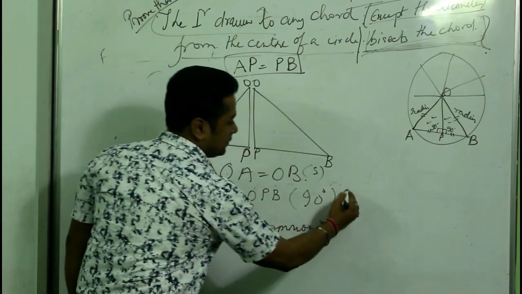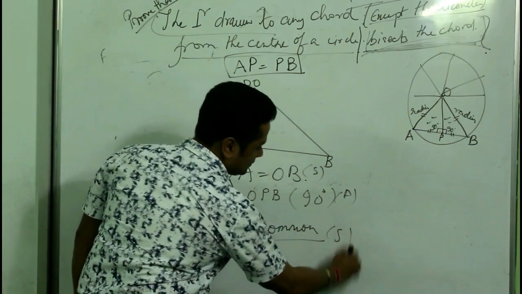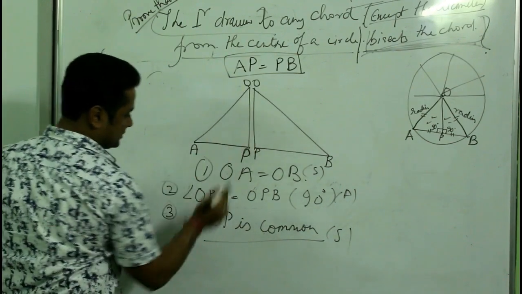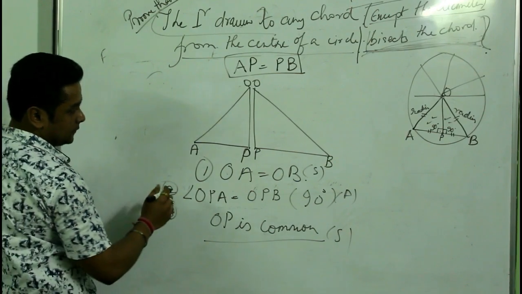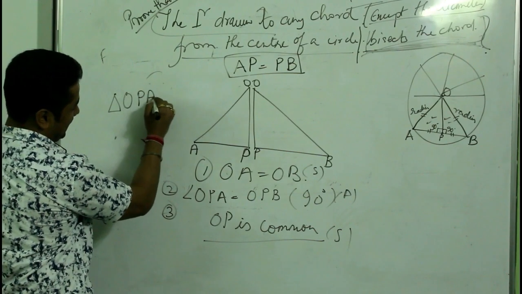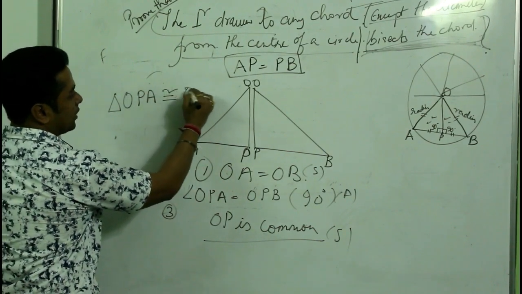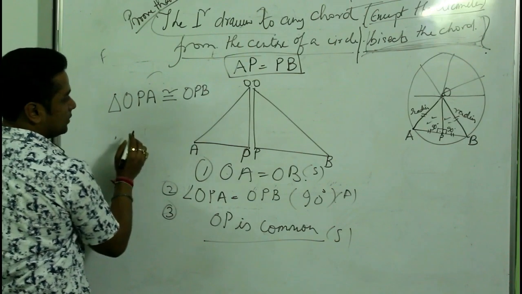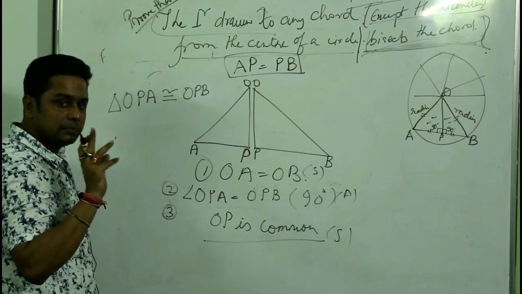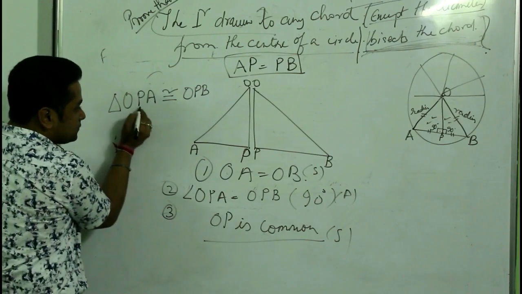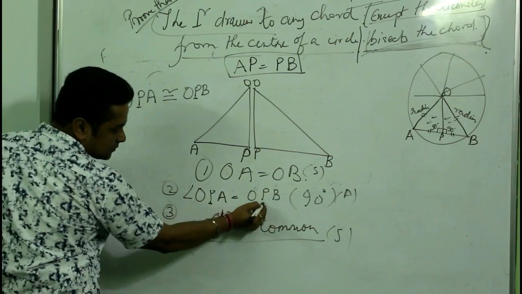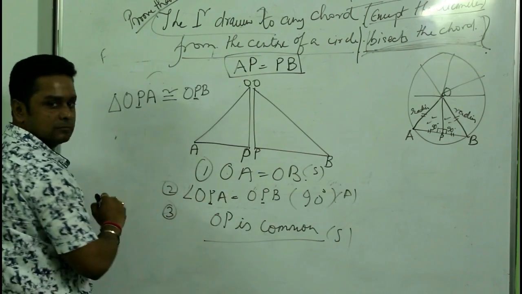Side, angle, side. So we finally conclude that the triangles, now how to write congruency? Be very careful. We have to write triangle OPA is congruent to triangle OPB. I cannot write OBP. These are the silly mistakes you all make, because this angle is equal to this angle, remember? P will be in the middle when you write it.